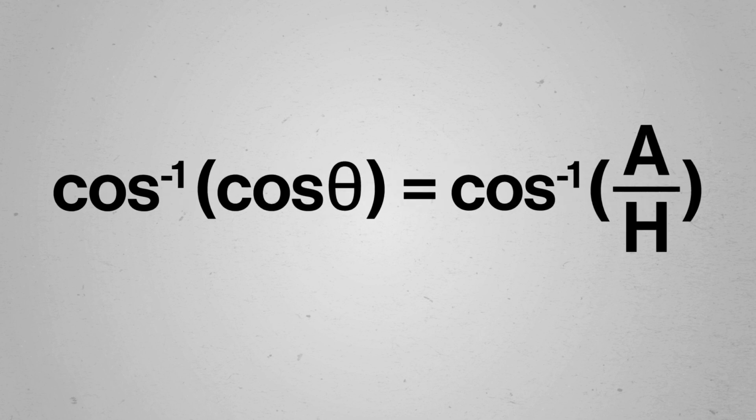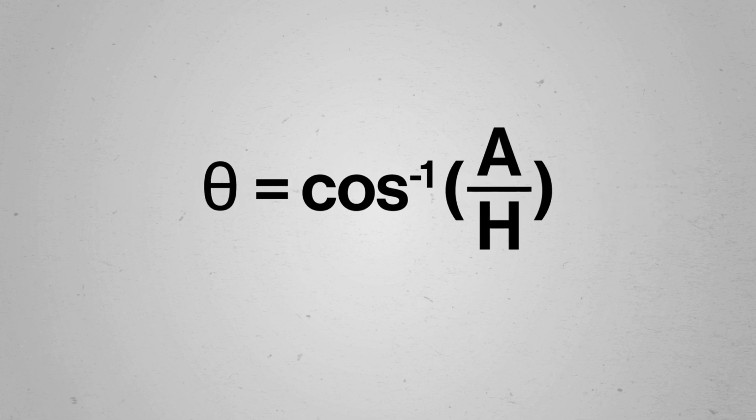So when we use that inverse cosine on both sides of the equation, that leaves us with theta equals the inverse cosine of the adjacent side divided by the hypotenuse. All you have to do is plug in the side lengths, use the inverse function, and you're set.